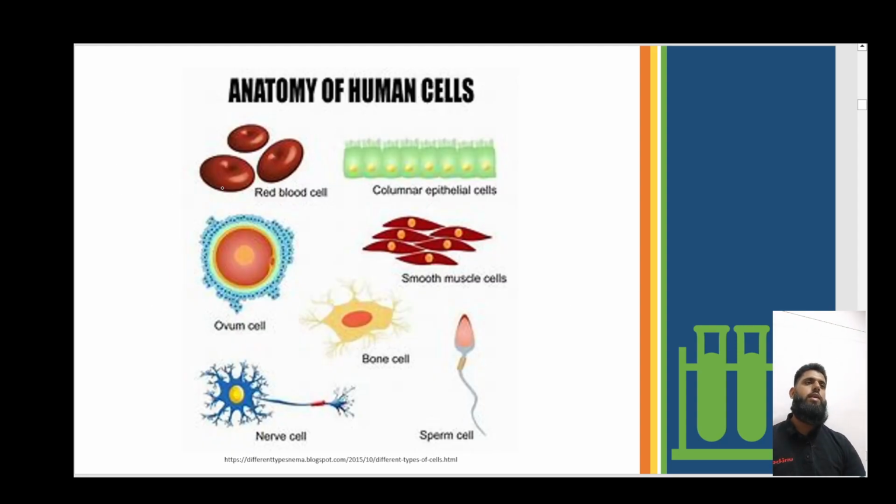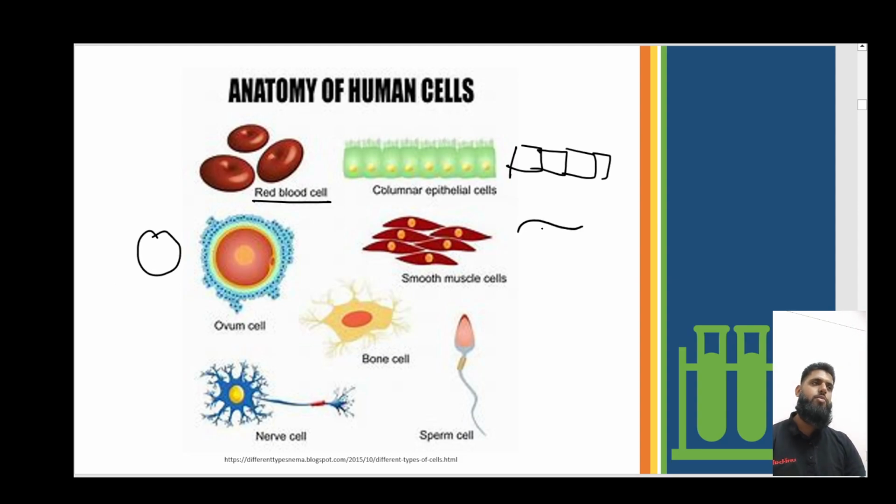Here you can see a red blood cell. It is of circular type. Columnar means this column-like structure. So you have column-like structures here. Ovum cells, again oval shape. Smooth muscle cells are spindle shape, so these are spindle shape structures. Sperm cell. Nerve cells are the longest cells, because they are also longer in size.